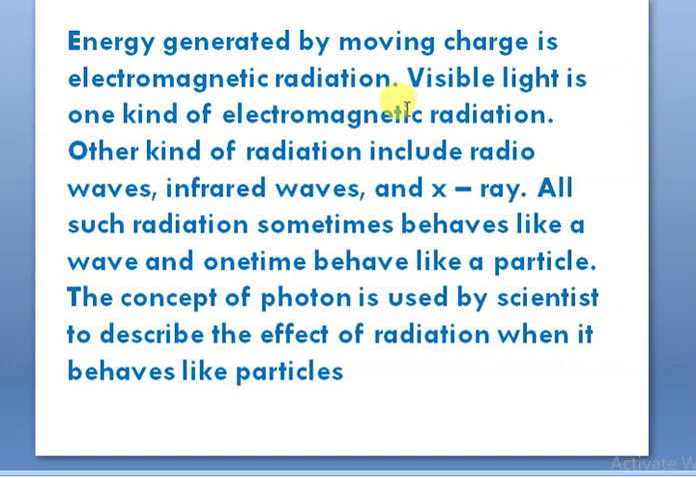Now, visible light is one kind of electromagnetic radiation. As I've mentioned before, I mentioned the types of electromagnetic radiation, and one of them I mentioned is the visible light. You have others. You have the radio waves, you have the infrared waves, and your X-ray. For example, your radio waves, you will be at your house and find out that you tune to different stations. So they are electromagnetic what? Radiations.